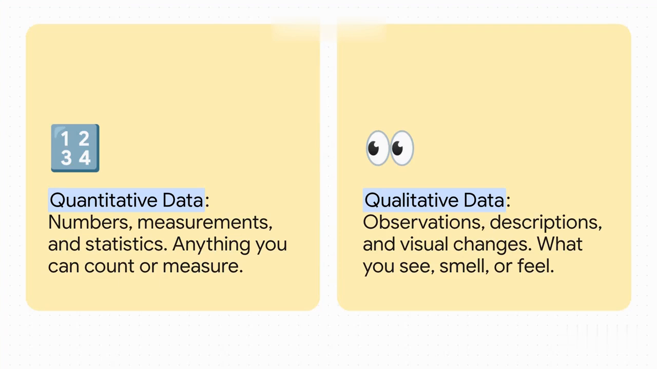This is where you take all that raw information and turn it into real, meaningful scientific evidence. Now, you're probably going to have 2 kinds of data. Quantitative data is all about the numbers, anything you can measure, like height in centimeters or a heart rate in beats per minute. Qualitative data is more descriptive. It's your observations, like changes in leaf color or texture. Both are super valuable, so make sure you're recording everything.